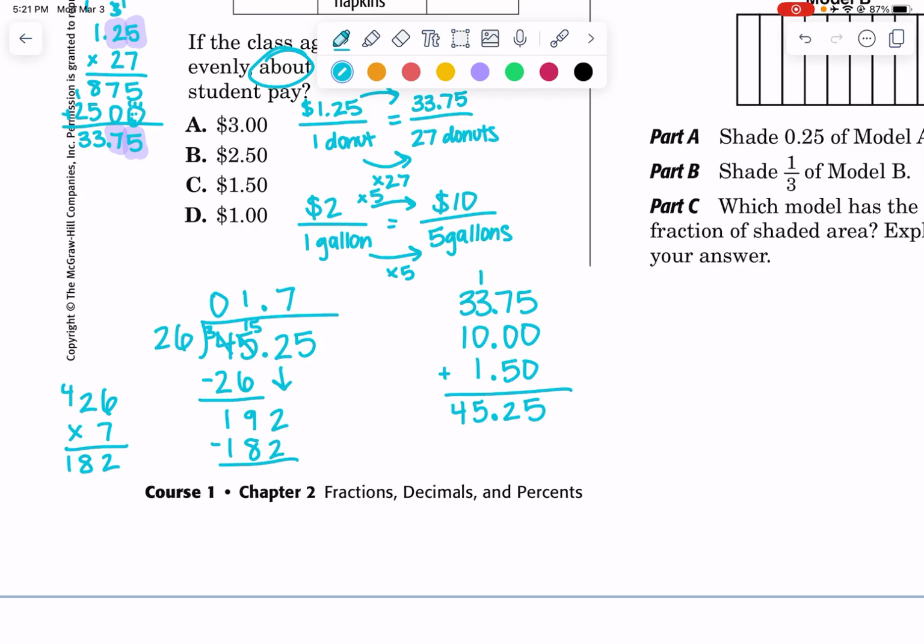Since it asked us about, I know my answer is going to be C. I'm going to stop dividing right there. 150 is pretty close to 1.7, and then we'll have another digit. But I don't even need to keep going because I'm given multiple choice, and it said about.